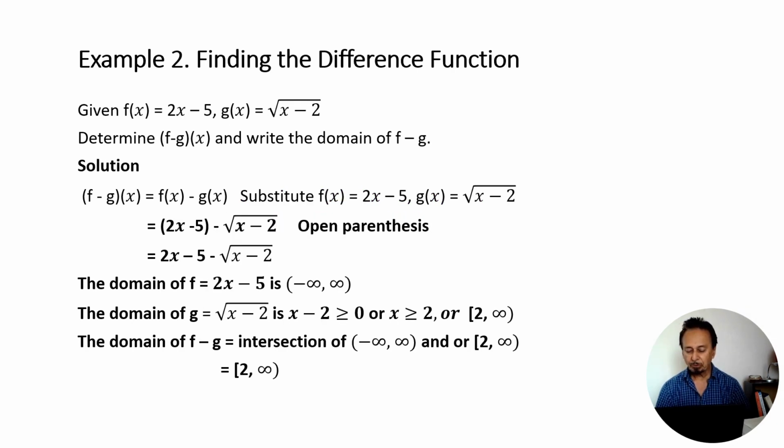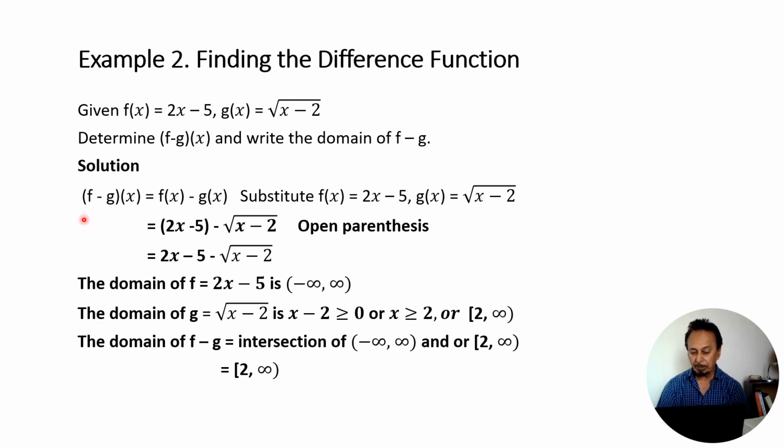Example 2. We are given f of x equals 2x minus 5 and g of x equals the square root of x minus 2. We'll determine f minus g defined over x, and then we write the domain of f minus g. We start with f minus g defined over x, which is f of x minus g of x. Now we substitute f of x equals 2x minus 5 and g of x equals the square root of x minus 2. So we have 2x minus 5 minus the square root of x minus 2. Nothing to combine, so this is our answer for f minus g defined over x.